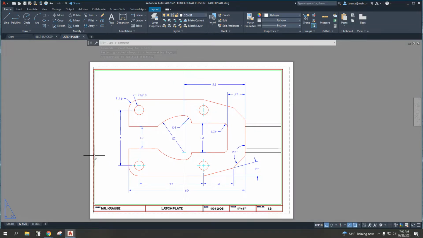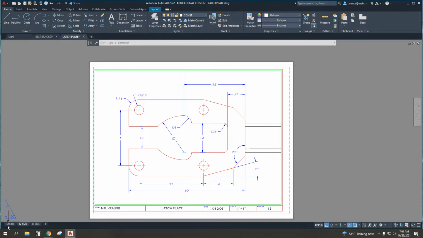Today we're going to talk about some features on this drawing called the latch plate. The example you'll see will look a lot like this. I have a couple extra lines that I drew in here in anticipation of showing you some of the techniques to create this drawing.